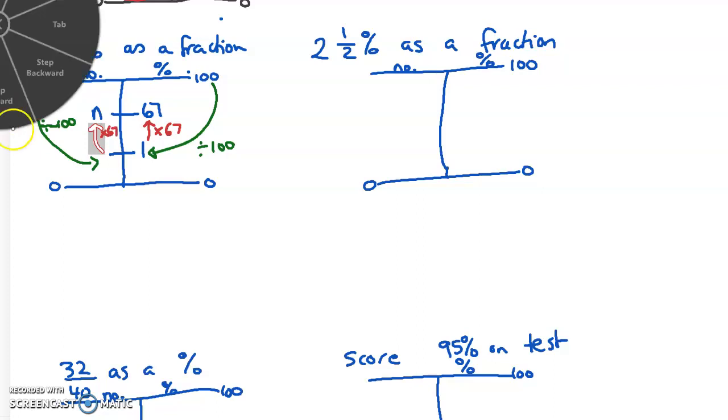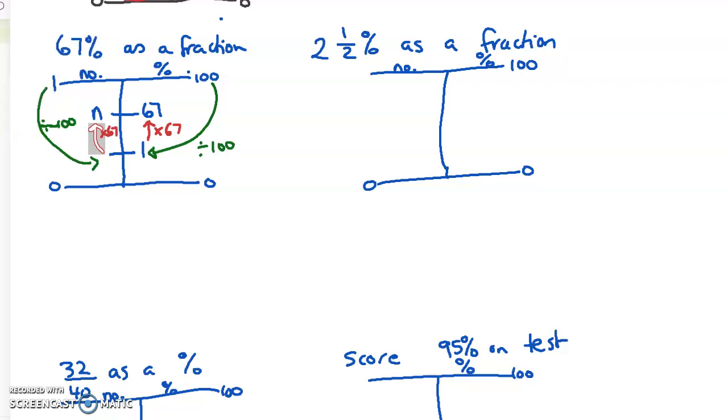So that would tell me that my number equals, now let's follow those arrows backwards. What did I start with? 1. What did I do to it? I divided it by 100, and then I multiplied it by 67. And that would give me 67 hundredths.